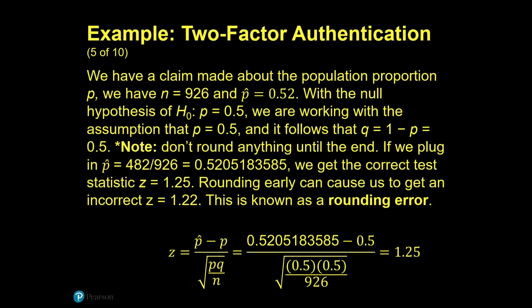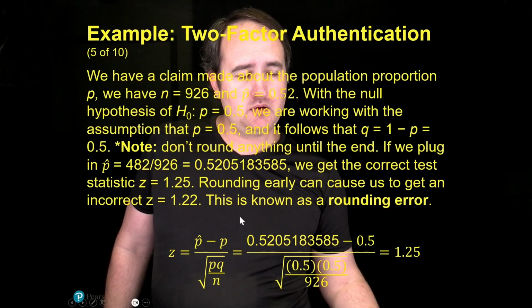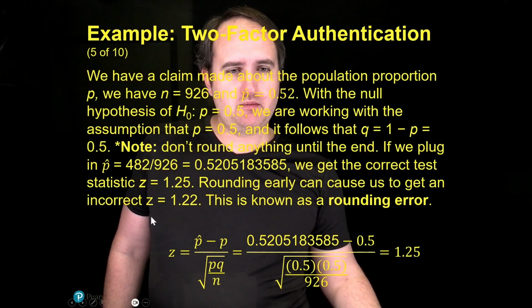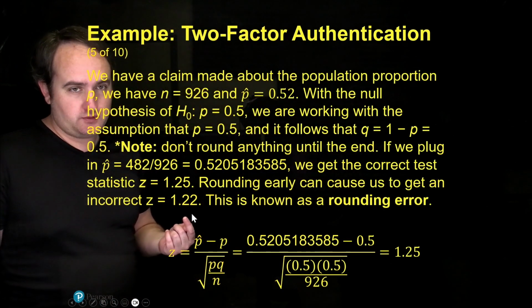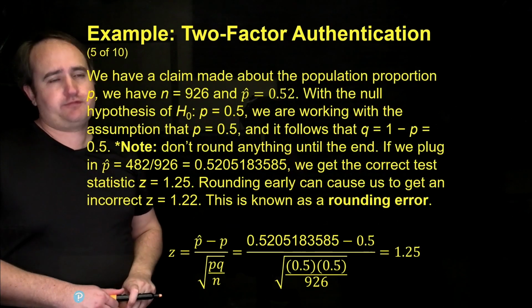But this is an important thing to learn about, because rounding errors are very common, and it's something that we need to avoid, especially if we're doing statistics in the real world. Okay. So basically, we weren't supposed to round until the end. Because 0.52 was already rounded, that would give us the incorrect value of z equals 1.22, which is what we got. But it actually should be z equals 1.25.